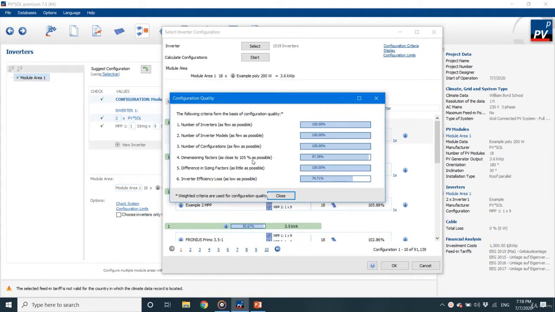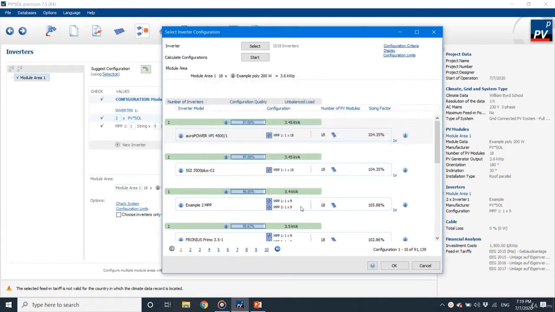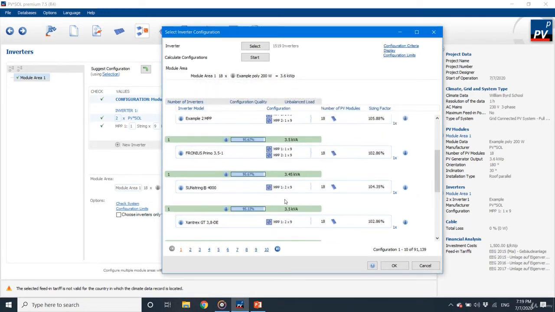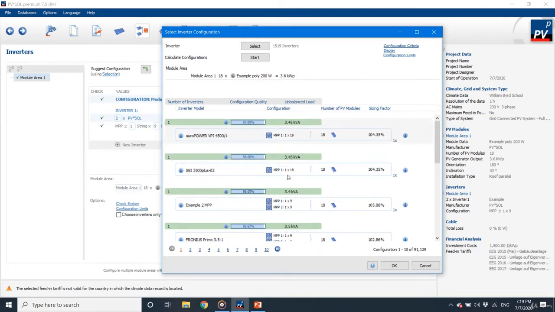PV Sol recommends an optimum sizing factor of 105%, which means that the DC system size is 105% of the rated AC output. The difference in size factor matters if there is another configuration such as 1/18 or 2/9, then each configuration has a sizing factor, so that the difference between both is minimum.